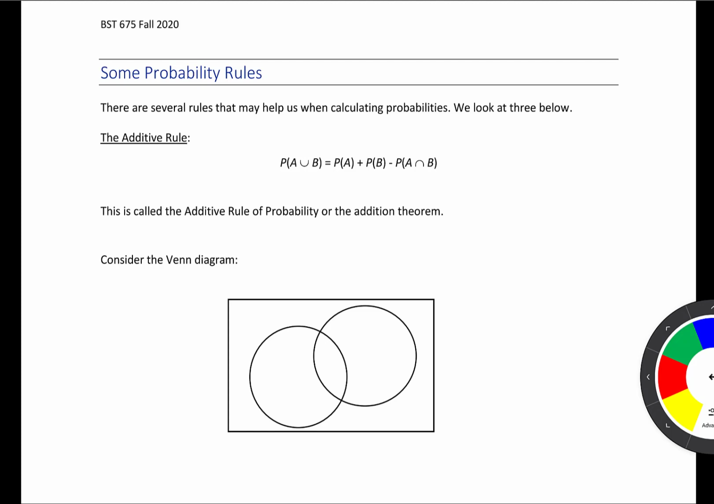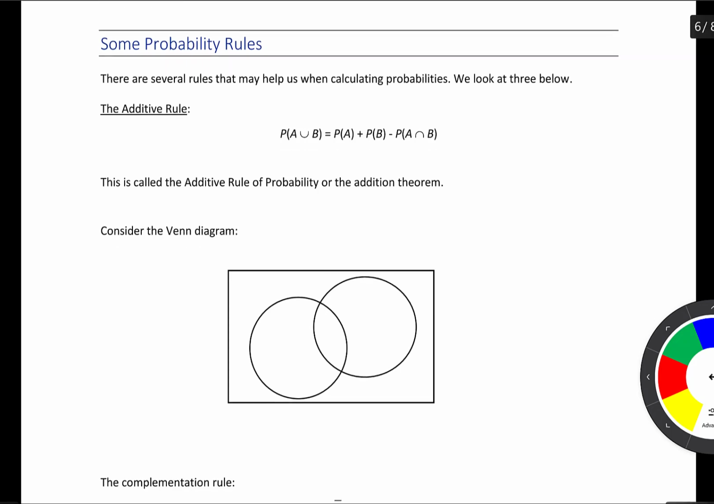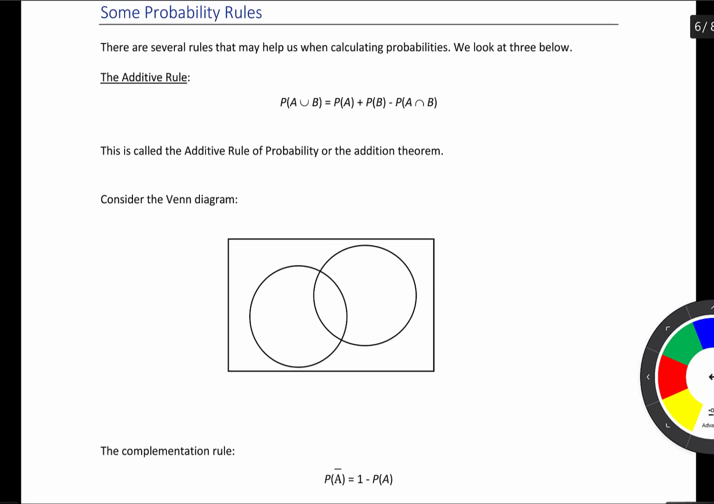So the additive probability rule says if I'm looking for the probability of A union B, that's equal to the probability of A plus the probability of B minus the probability of the intersection. We're not going to give a formal proof of this, but I do want to look at the Venn diagram just to give an idea of why this would be true.